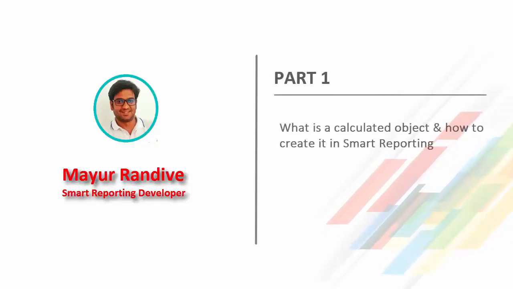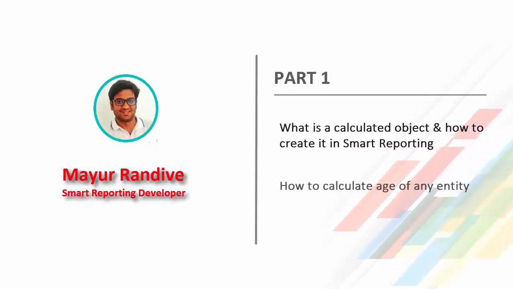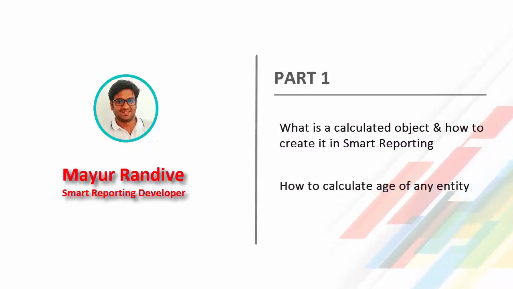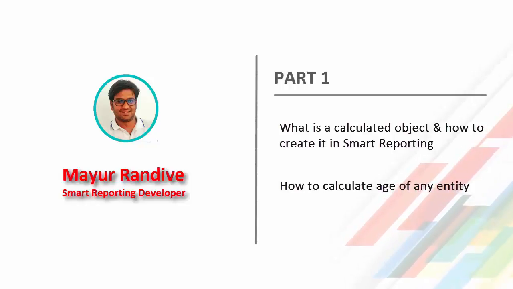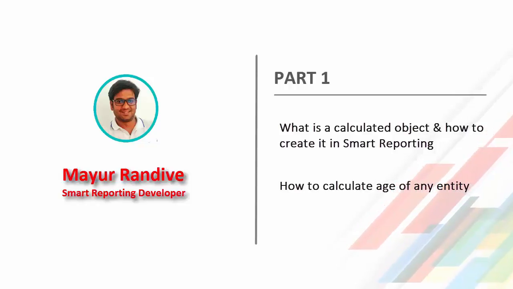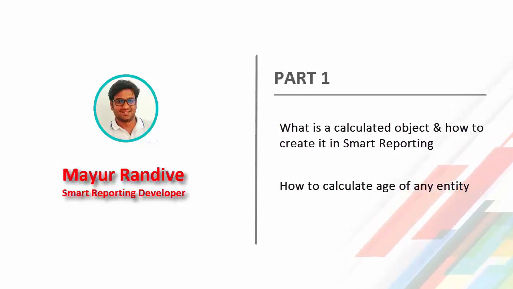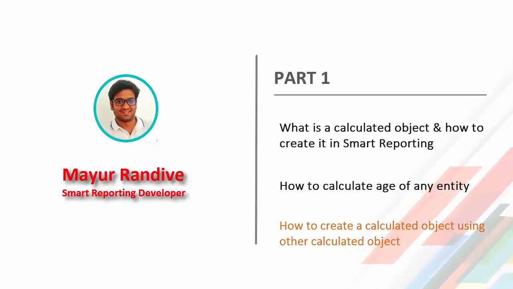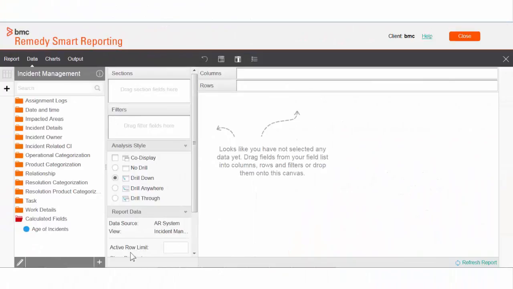So in the first part, we had seen what is a calculated object in smart reporting, how to create a calculated object, how to calculate the age of an entity. Now, in continuation to that, we're going to use the same age object which we created earlier and create an age bucket object. This way we will also cover the concept of using one calculated object to create another calculated object. So let's get started.